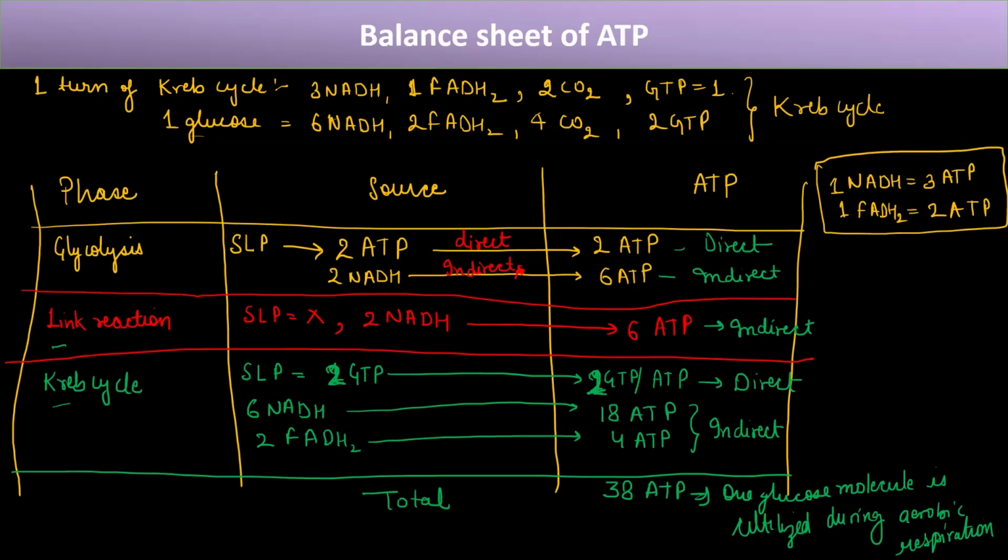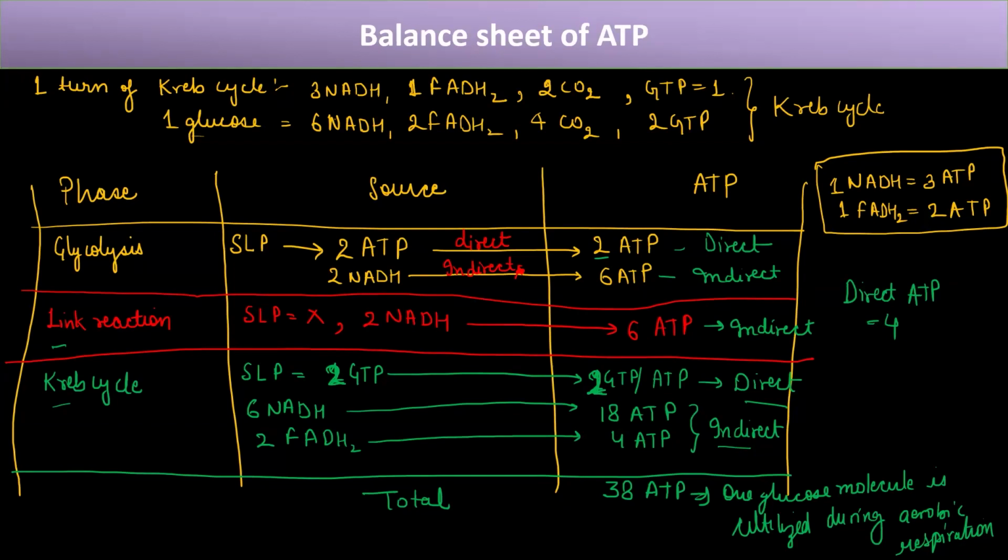Okay, so this is the balance sheet. The important points to remember are which are the direct forms of ATP energy and which are the indirect forms. If we talk about the direct ATP formed, how many are there? Here is 2 and here is 2, right? Only 4. And the rest are indirect, that is through the F0-F1 particle and the electron transport system.